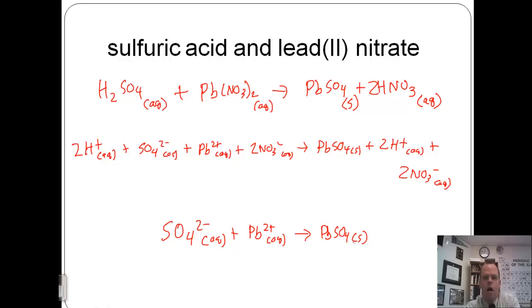So those are some examples of typical net ionic equations. We write the molecular, the complete ionic, and then the net ionic.